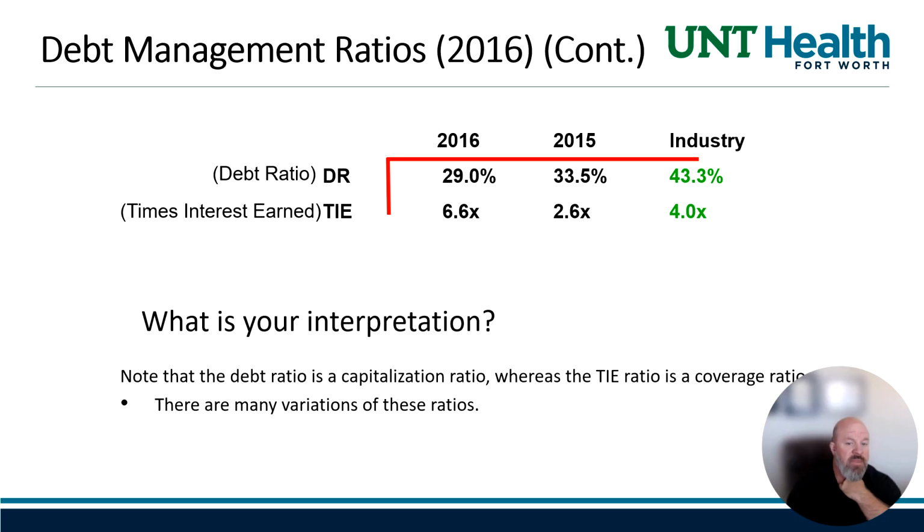So they may have been doing something to make this happen, and your book will eventually give you the clues on what that is. In their times interest earned, from 15 to 16 was good. They went up 4 whole points, and that 4 whole point difference is the industry average. So going up to 2.6 was a good thing. Note that debt ratio is a capitalization ratio, whereas the TIE ratio is the coverage ratio. There are a lot of different ways to look at this.